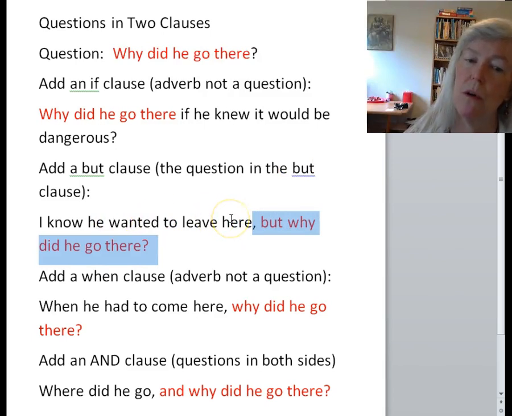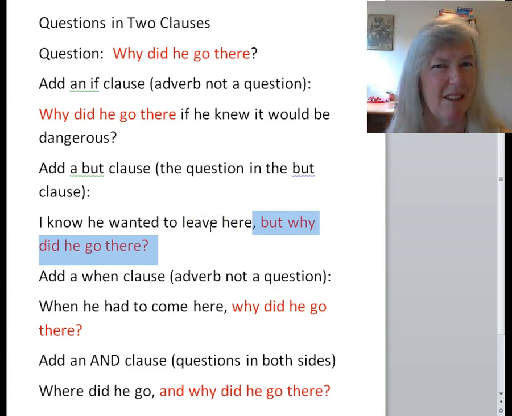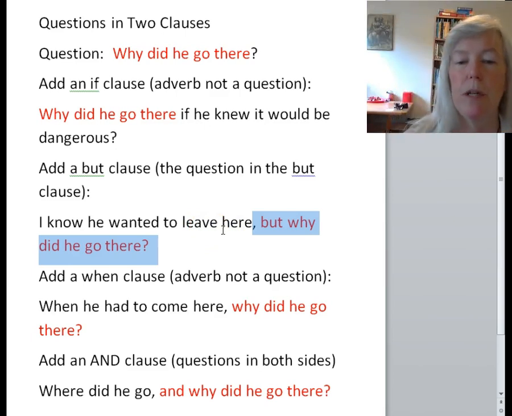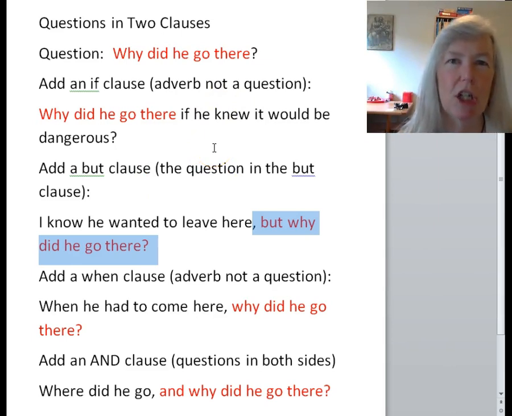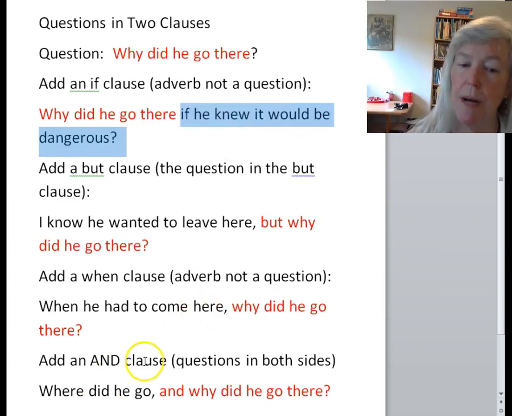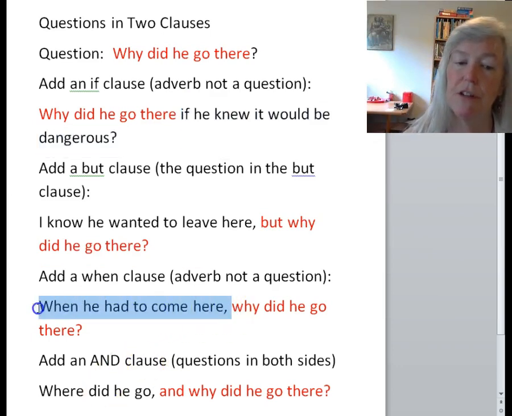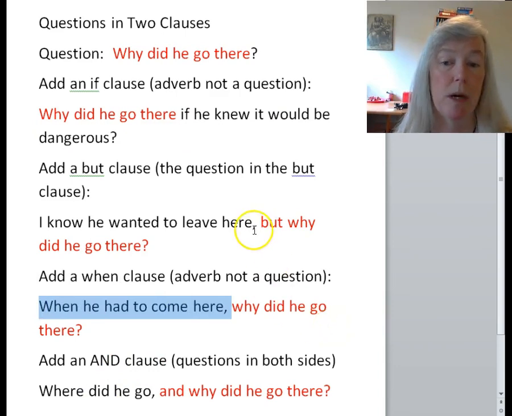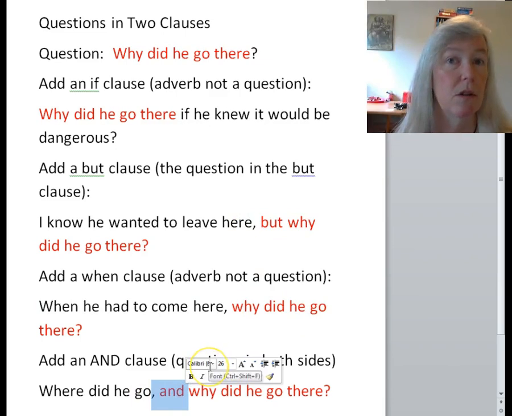I can put the question in a fanboy with a fanboys conjunction, but that fanboys part is the question. I know he wanted to leave here, but why did he go there? The fanboys part is the question. The adverb part is not the question. So you do have to learn those two different types of clauses. They have different rules. With the adverb, if it's second, no comma. If it's first, you have a comma. With the fanboys, always in the middle and always with a comma.